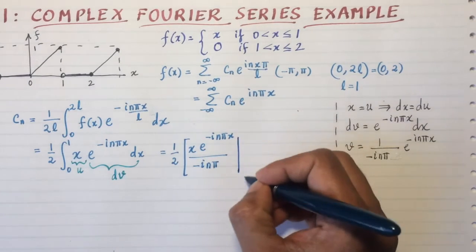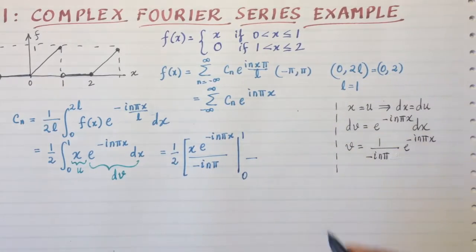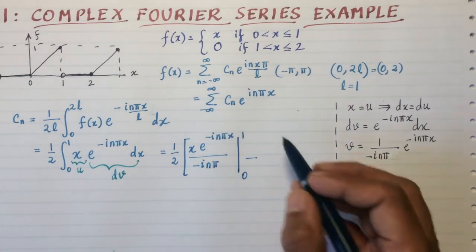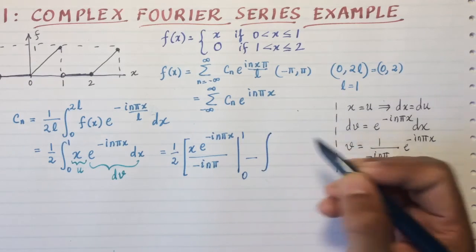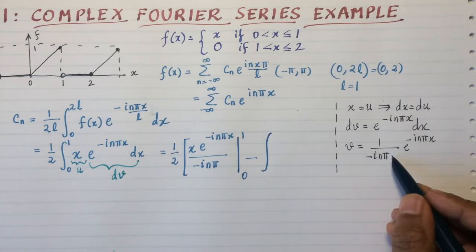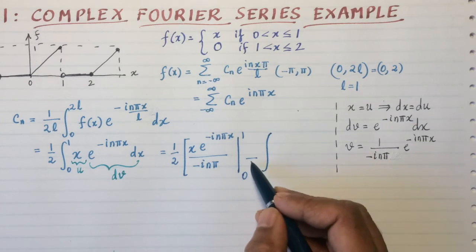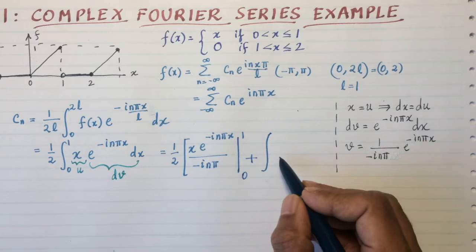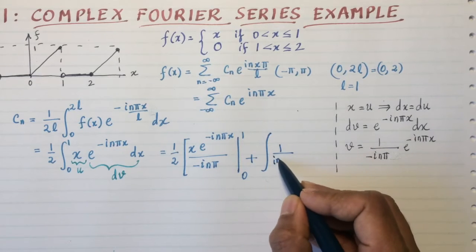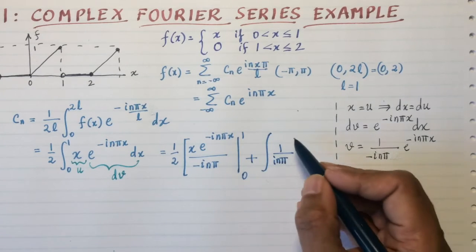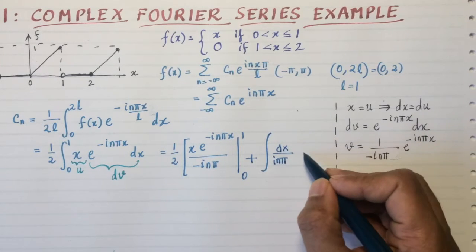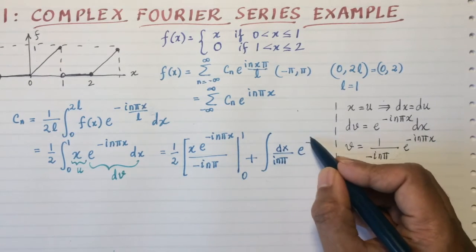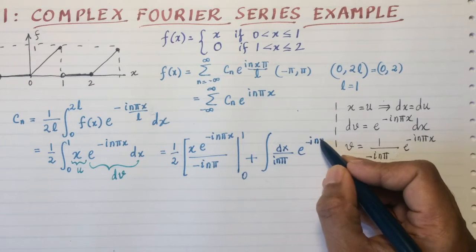And then this is from 0 to 1 minus v du. So when I integrate this, I'm going to get integral v is that. So actually that minus goes and cancels this. So I get 1 over i n pi. e to the dx is just du. So I'll write that dx there, times e to the minus i n pi x.